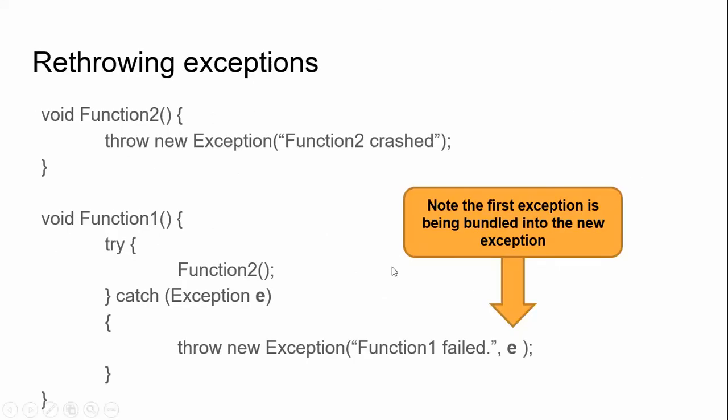So, and here's an example of that. Now, I've got function 2 and function 1. Function 2 all it does is just throw a new exception. It's never going to work. All it does is just bomb. And function 1 is going to call function 2. So if function 2 gets called, it throws an exception, and we catch it.